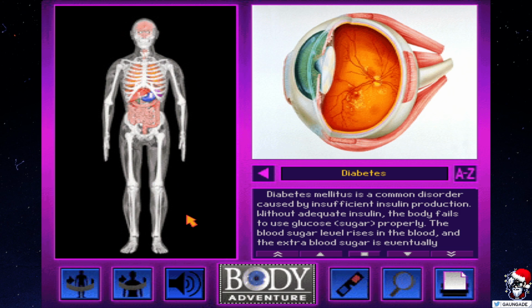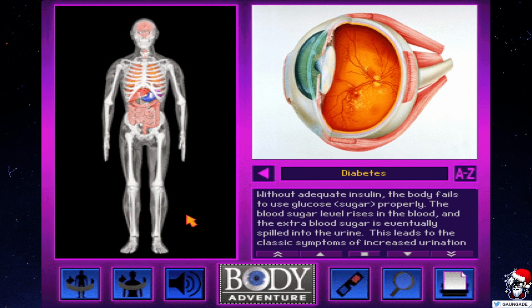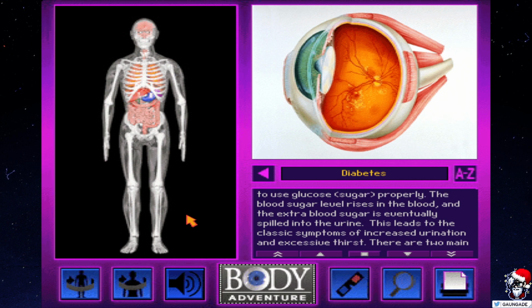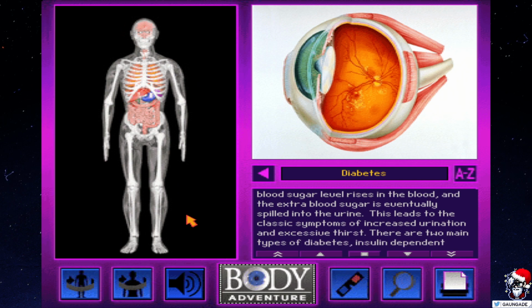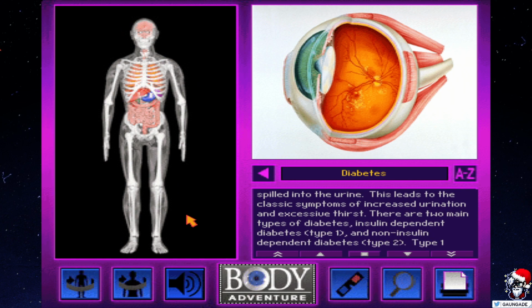Diabetes. Diabetes mellitus is a common disorder caused by insufficient insulin production. Without adequate insulin, the body fails to use glucose, sugar, properly. The blood sugar level rises in the blood, and the extra blood sugar is eventually spilled into the urine. This leads to the classic symptoms of increased urination and excessive thirst.